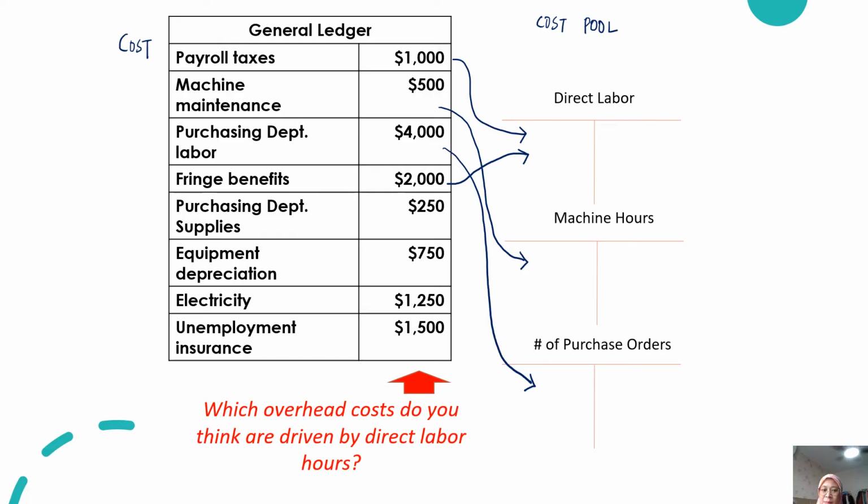Purchasing department supplies. So purchasing again, so they will go to purchase order. Equipment depreciation is related to the machine. Electricity. Okay. Let me think for a while. Electricity, probably it relates to machine hour. And lastly, unemployment insurance. It belongs to direct labor. Alright. So we have the mapping. Okay, let's look at the next part.